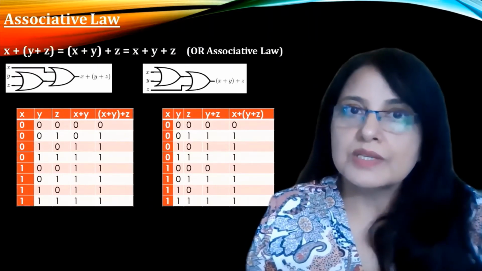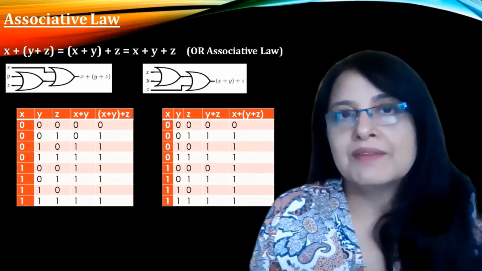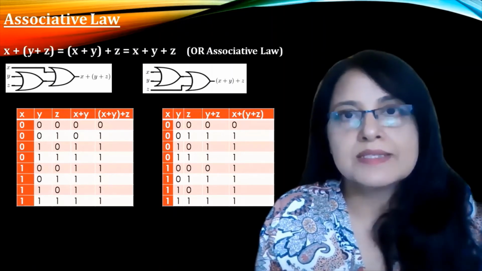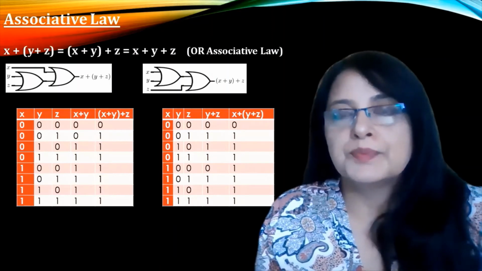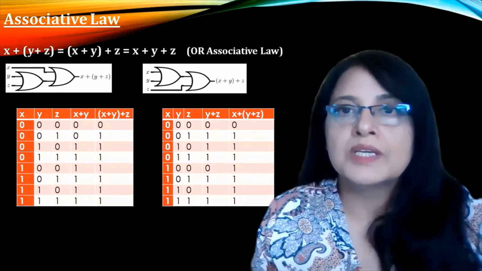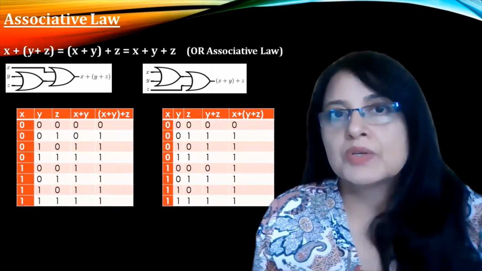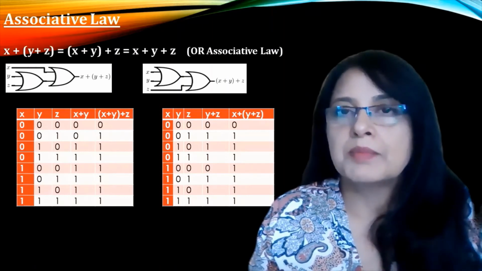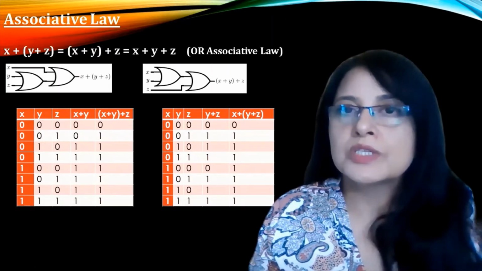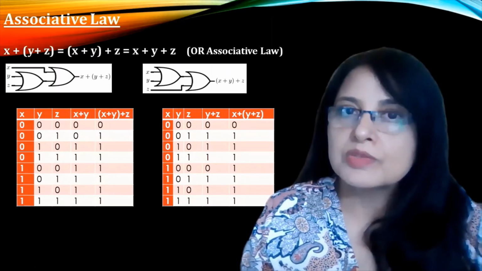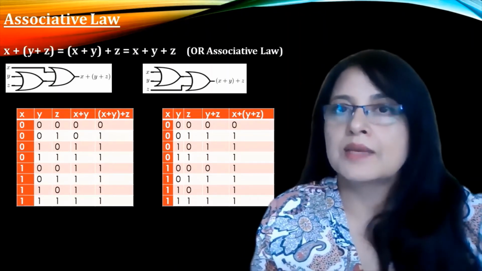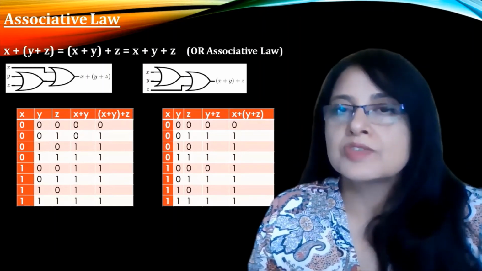We come to the associative law, which, like in math, we have (x + y) + z, or x + (y + z). Any of these, you can change the order, put one in the bracket or the other in the bracket. It doesn't matter, because the output will remain exactly the same. This can be proved using the truth tables, and as you can see, the logic circuits for the two are also given. These truth tables get exactly the same output, which goes to prove that these two things are the same.